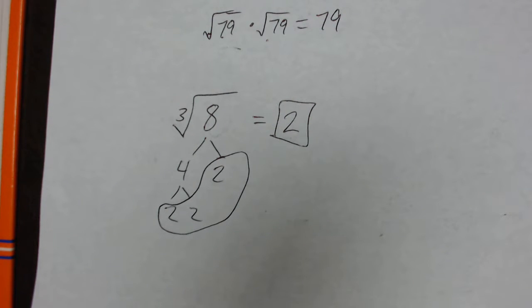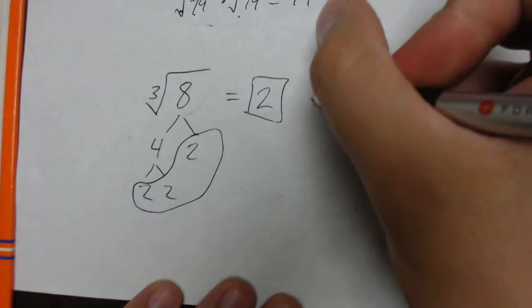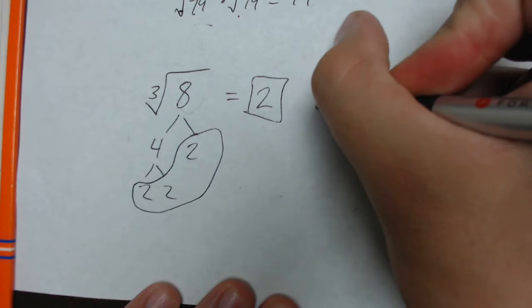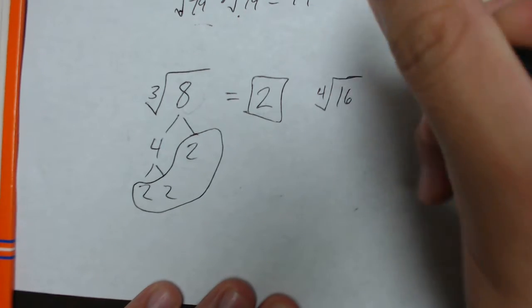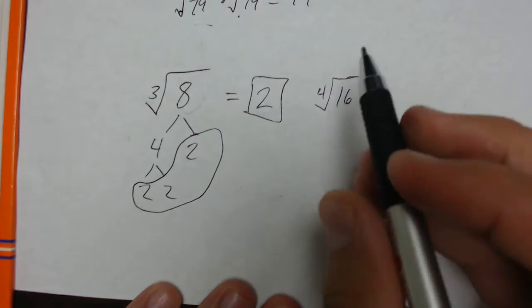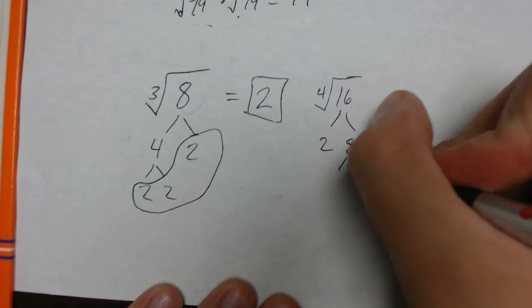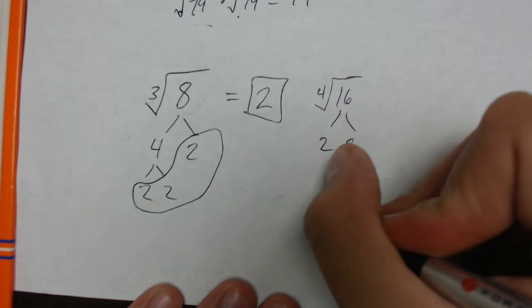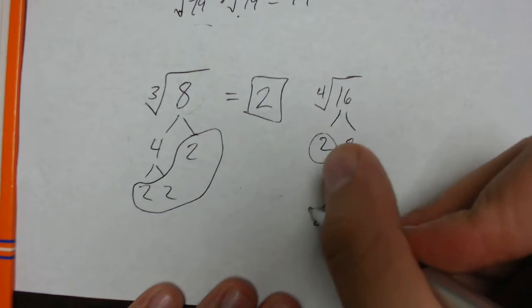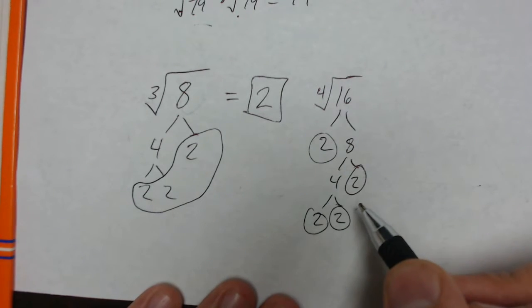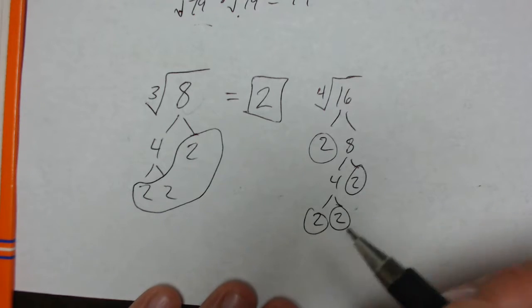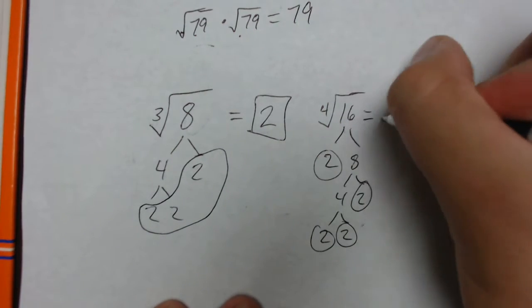Now I'm going to do this on a bigger number. Oh, and then the same is true for fourth roots. So for example, if I had the fourth root of 16, I would factor again, but I need 4 numbers to complete my group. So 16 is going to be 2 and 8. 8 is going to be 4 and 2. 4 is going to be 2, 2. So I've got 1, 2, 3, 4 twos, which means the fourth root of 16 is also 2.